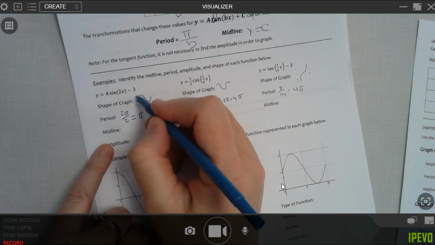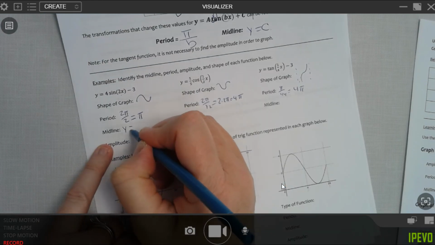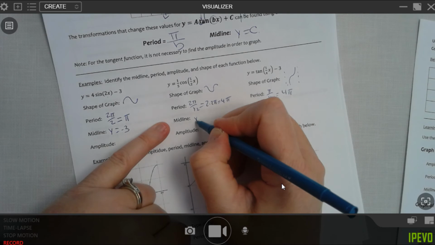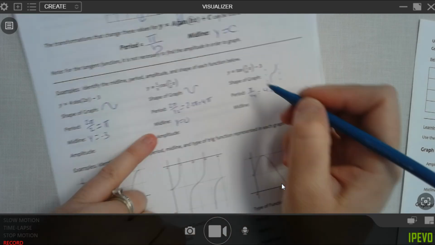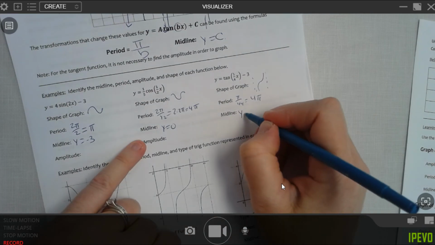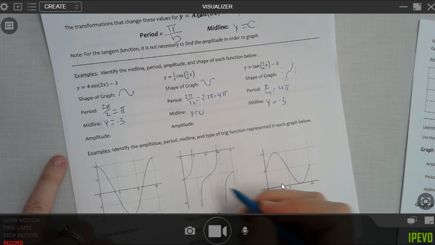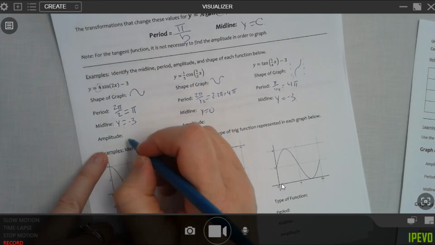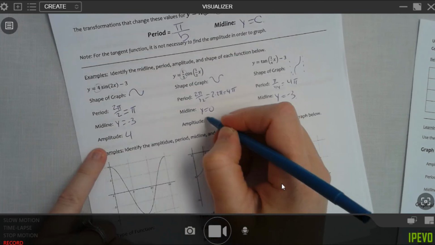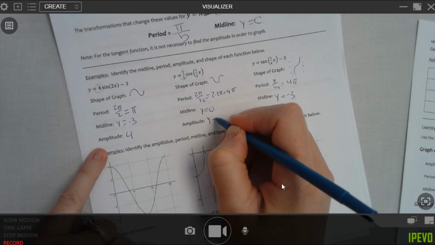My midline is this number in here. So midline is at -3. This midline is at 0 because there's no number back here. This midline is at -3. My amplitude is the number out in front here, so that's a 4. This amplitude is a 1/5, so it's really tiny. Remember, tangent does not have an amplitude, so that's why there's nothing there.